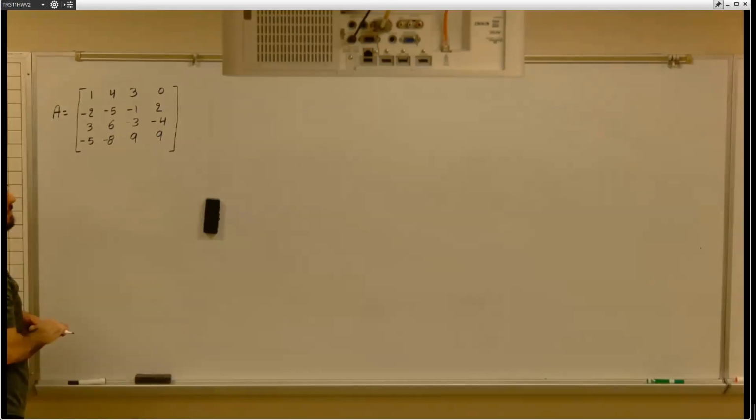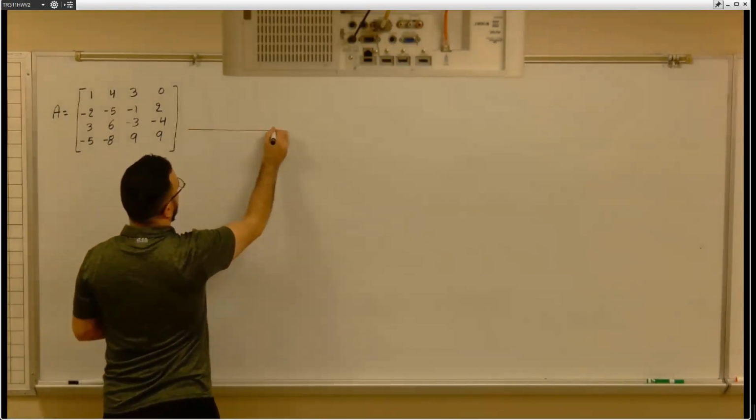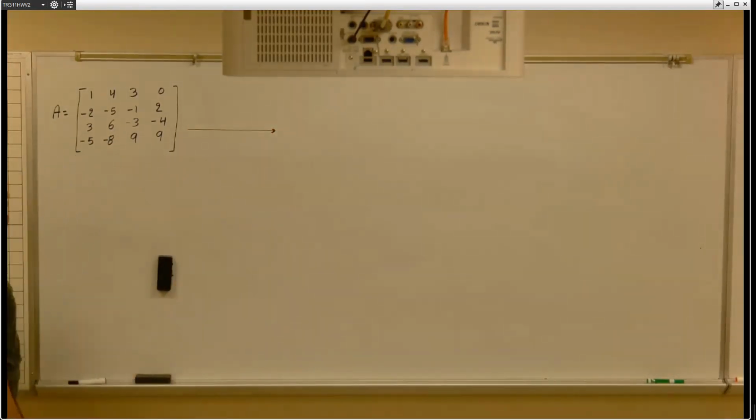Okay, Professor, so a square matrix is just when both the rows and columns are the same number? The same number, yes. So is this one a square matrix? Yes. Yes.